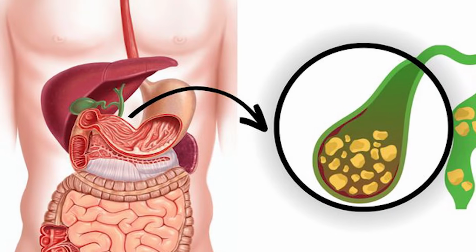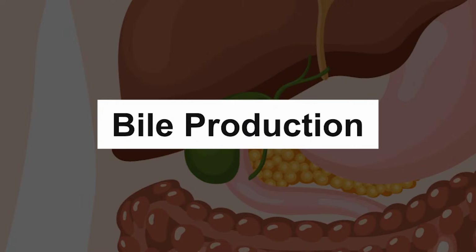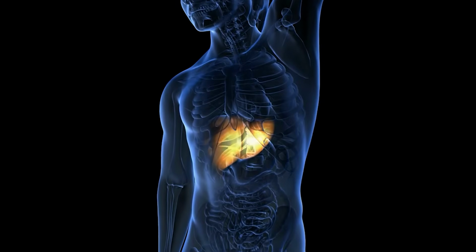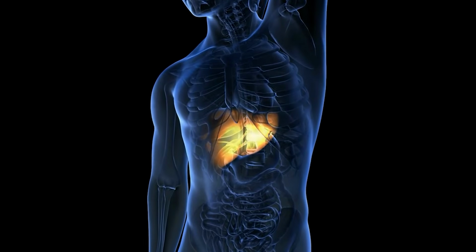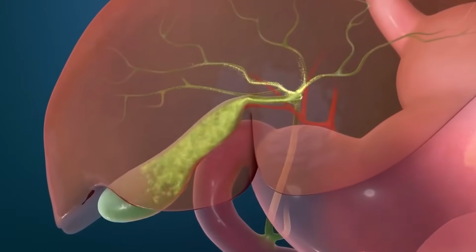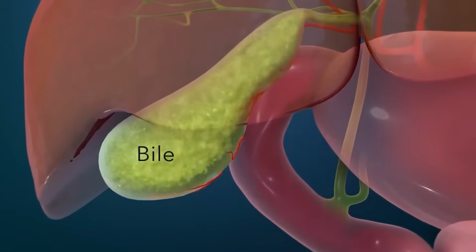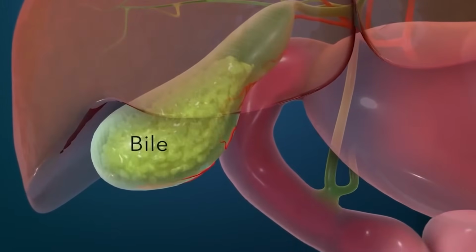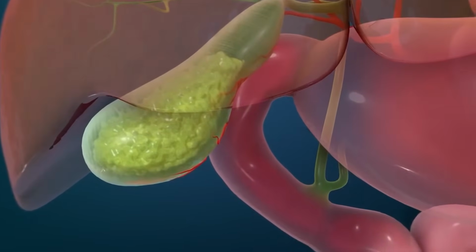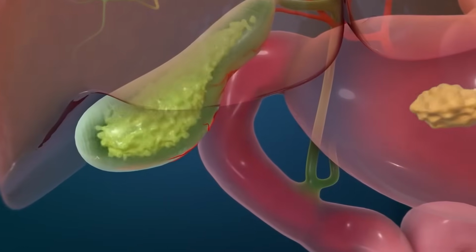Bile production. The liver continuously produces bile, but it is not always needed for digestion. Excess bile is diverted into the gallbladder for storage and concentration. The gallbladder can concentrate bile by absorbing water and electrolytes from it, making the stored bile more potent.